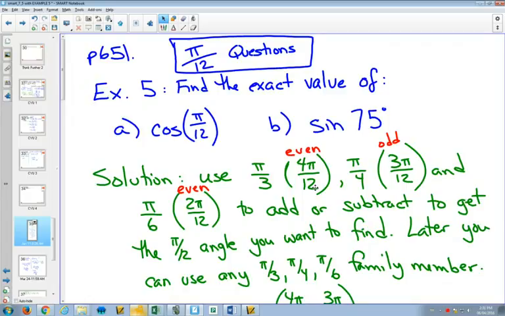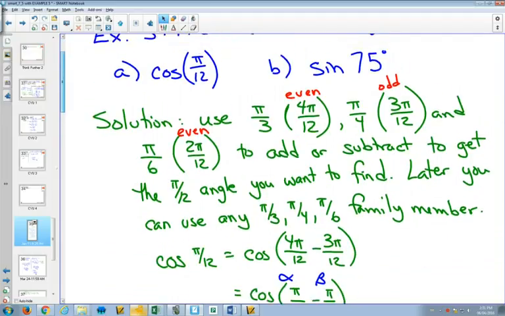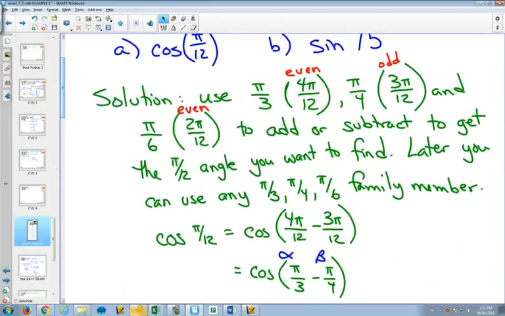So this is how it's going to look. You're going to pick one of those. Say we choose 4 pi over 12 minus 3 pi over 12. And when we subtract them, we get pi over 12. Now, 4 pi over 12 is pi over 3, and 3 pi over 12 is pi over 4. And so now we have cos of something minus something. We can think of the pi over 3 as our alpha in our formula, and our pi over 4 is our beta in our formulas.